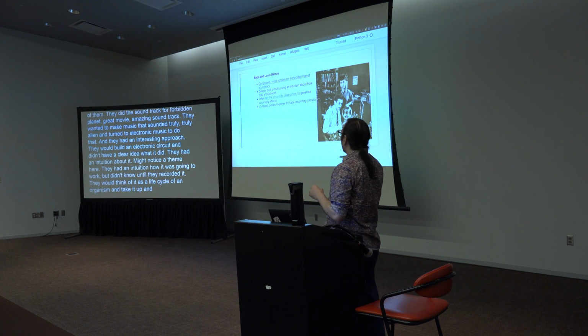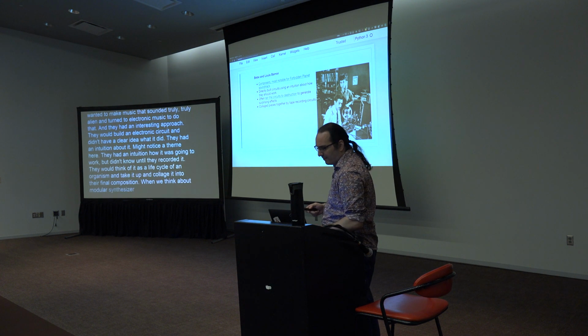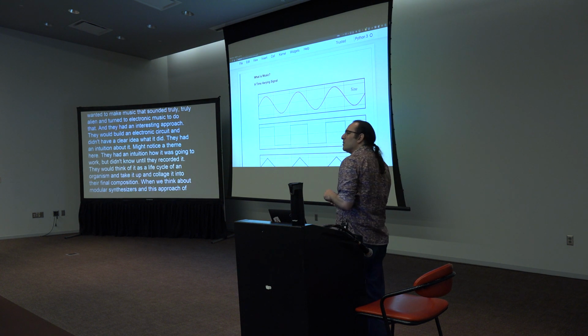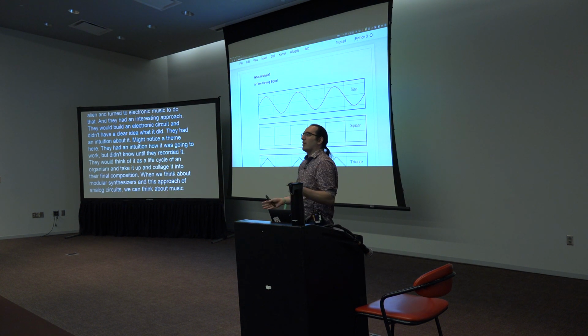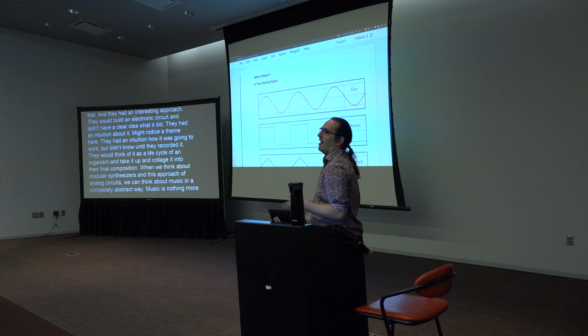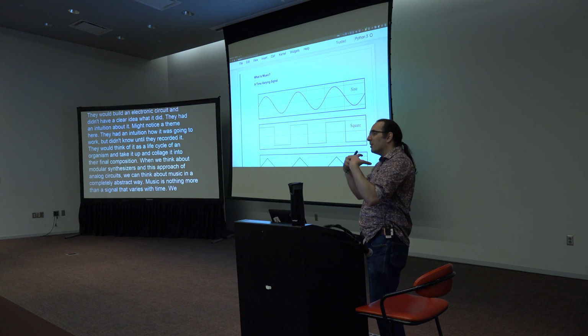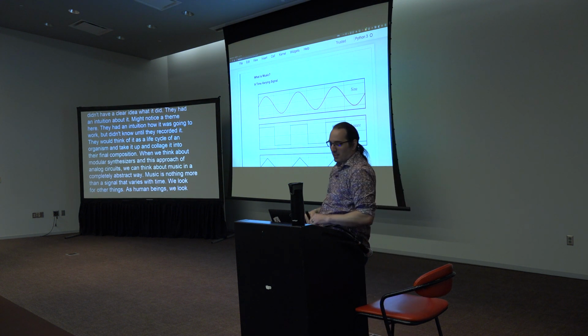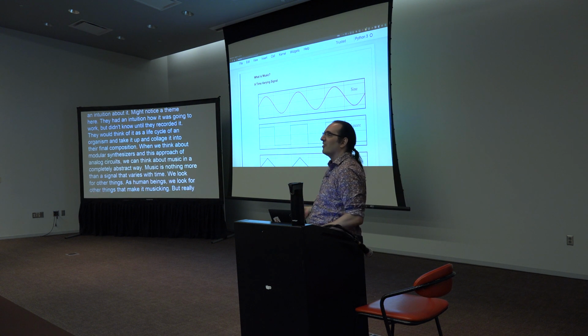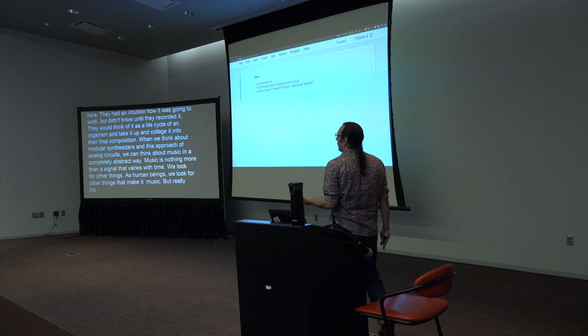And when we think about things like modular synthesizers, and we think about this approach of analog circuits, we can think about music in a completely abstract way. Music is nothing more than a signal that varies with time. As human beings, we look for other things that make it music, but really, it's just a signal that varies with time. Now, time is hard to work with on a computer, right?